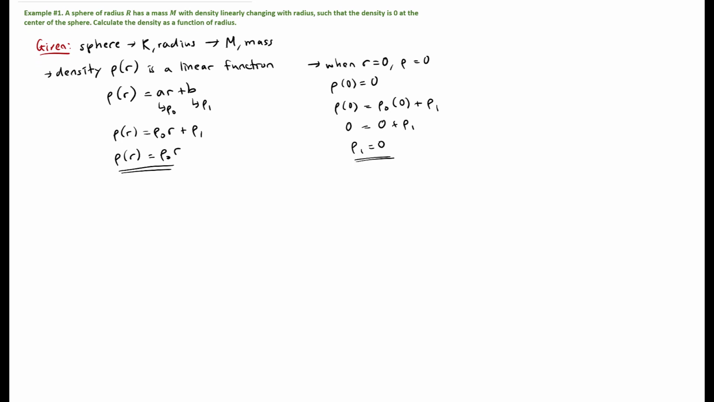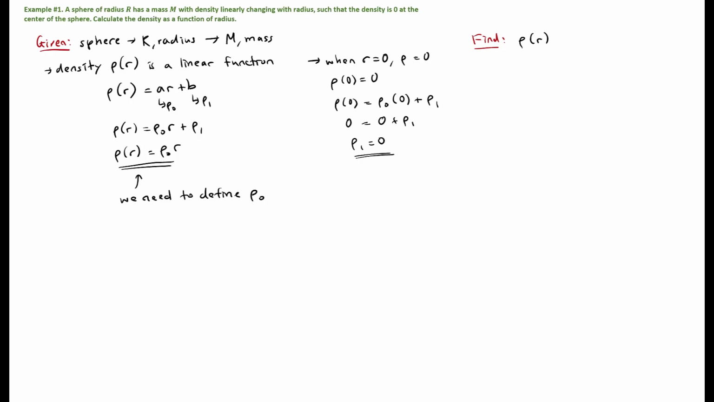Okay, so what are we trying to find? We are trying to find the density as a function of radius. So it seems like we already have our function, but we need to define rho naught. That's the only piece that's missing, and that's what we have to figure out. So let's go through a step-by-step approach as to how we can do that.